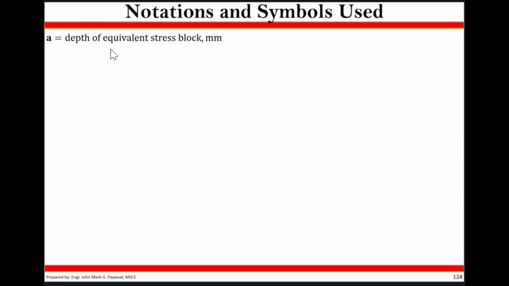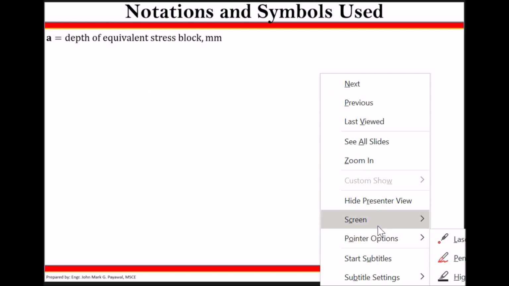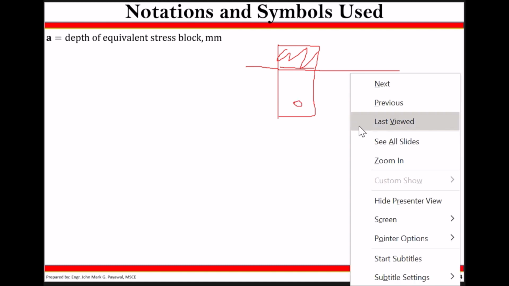alpha, which is the depth of equivalent stress block. So if we will remember, or if we know our concrete, so before in WSD, if it cracks, automatically your neutral axis, if it's a crack section, is within the crack of your concrete, and above that would be your concrete that shoulders compression, and then below that is your reinforcement that caters tension.